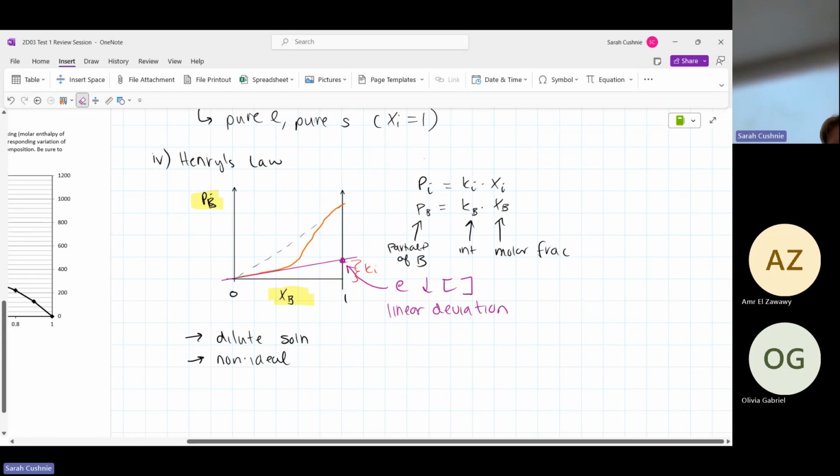Any questions about Henry's law? Go for it. I just wrote int as in the intercept.